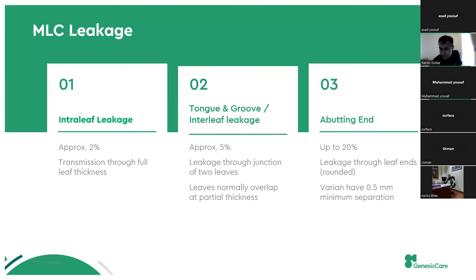Because those rounded leaves are not exactly touching each other, right? They are rounded, so there is transmission between the two abutting leaves as well. Right.